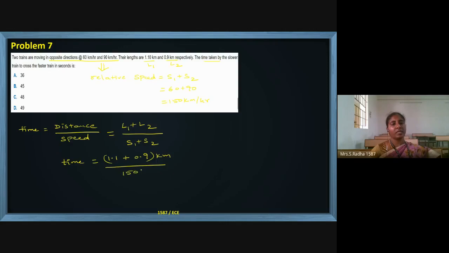150 kilometers per hour. If we simplify, the numerator is 2 kilometers divided by 150 kilometers per hour. The answer we are getting is in hours, so 1 by 75 hours. If you want it in seconds, 1 hour equals 60 minutes and 1 minute equals 60 seconds, so 1 hour equals 60 into 60 seconds.